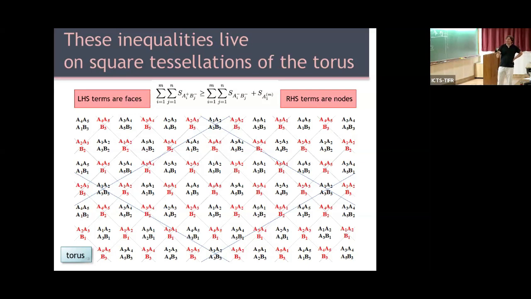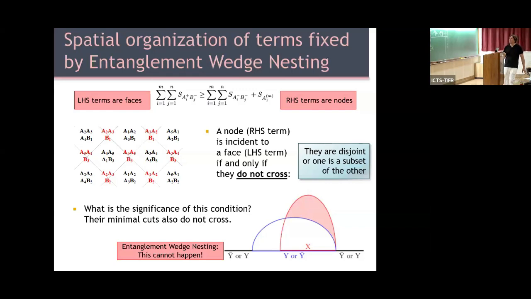So here is a graph where all the terms here, except for this special term, this is the black hole term, yes? Other than the black hole term, all terms have been cast as vertices and faces of a tessellation of the torus. The next thing to say is, how do I know which vertex is incident to which face? The answer is that they are incident if and only if they do not cross. In other words, one contains the other, or they have no intersection.